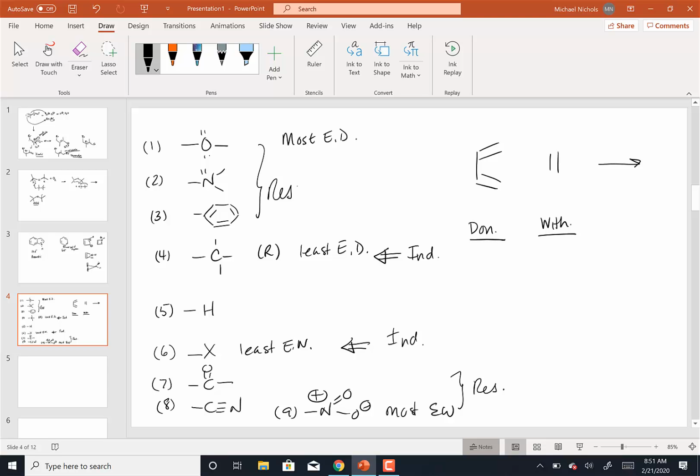What if we remember what we did in lab? Okay, so that's not going to help anybody. But what did we do in lab? What kind of group did we put on the double bond? We did that.